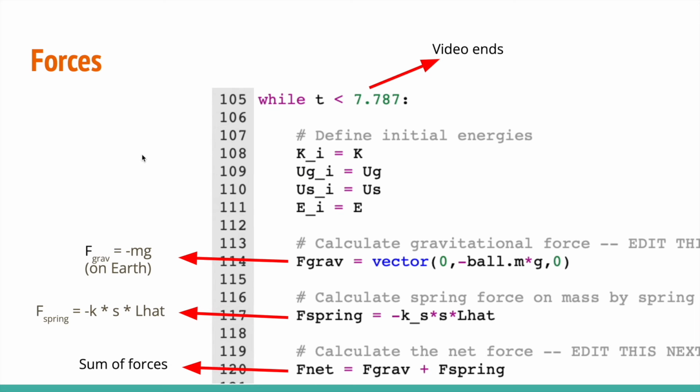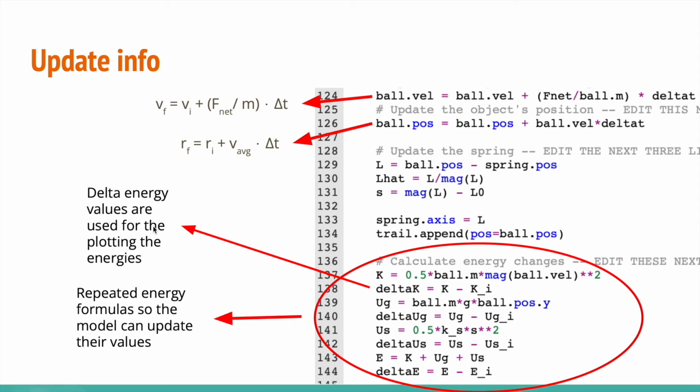Gravitational force is equal to negative mg, and spring force is equal to the equation brought up earlier in this lab. F net is the sum of these two forces, because these are the only forces acting on the object. I use the velocity update formula here and the position update formula here. The energy formulas are repeated here, so the model can update their values. The delta energy values are used for plotting the energies.